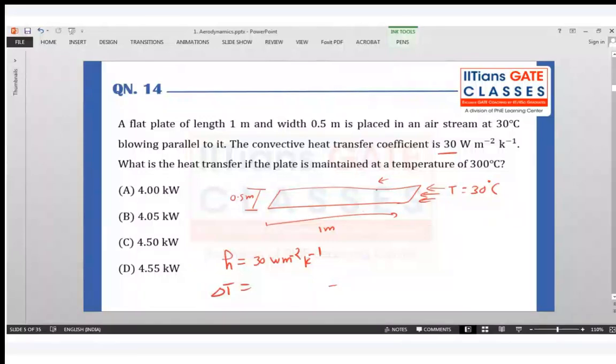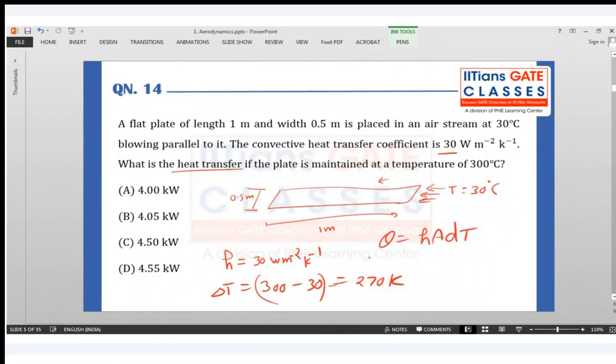So I will say my delta T across the plate and the air will be 300 minus 30 degrees. Before you do that, remember it's always a difference. So either you do it in Kelvin or degree Celsius, it doesn't change, it will remain the same. So I will say directly 270 Kelvin, because even if you convert it, it's still going to come the same. So now Q is hA dT.